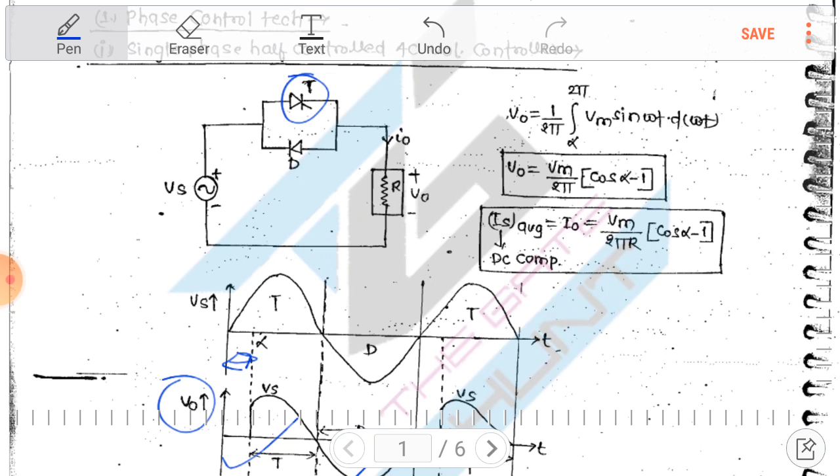So the output voltage waveform can be expressed using the average value of output voltage like this. V naught equals 1 by 2 pi integrate from alpha to 2 pi, because from 0 to alpha it is 0. Magnitude is Vm sin omega t and it is integrated with respect to omega t. So V naught we get the value Vm by 2 pi times cos alpha minus 1. Average value of source current will be equal to average value of output current, which will be equal to Vm by 2 pi R times cos alpha minus 1.